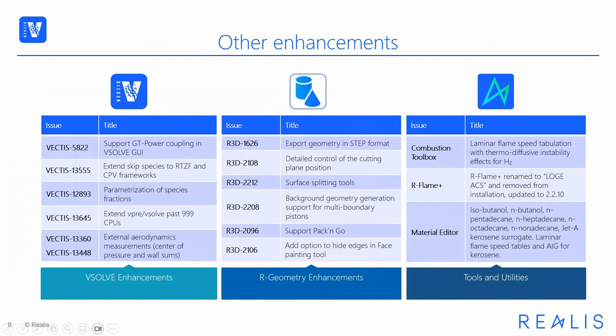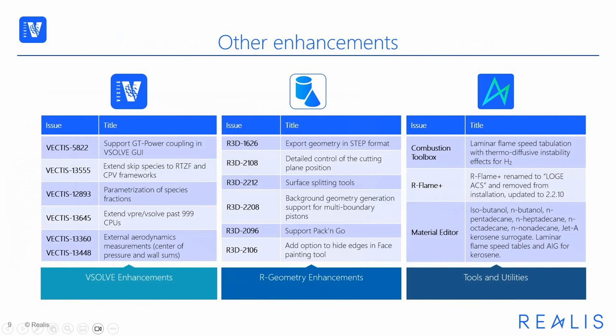VSolv is now capable of running very large simulations with up to 10,000 CPUs, and additional sensor options have been added for external aerodynamics, with the possibility of measuring the center of pressure position, as well as reporting the sum of forces over a subset of walls.